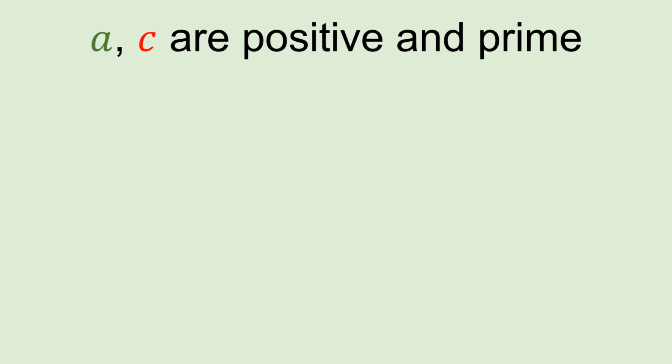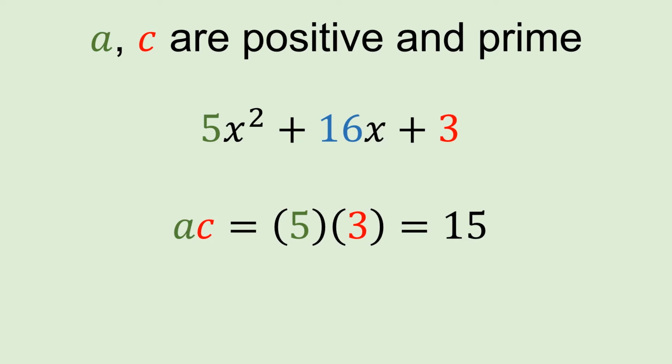Consider the quadratic expression 5x squared plus 16x plus 3. Here, both a and c are positive and prime. So let's begin the grouping process. First, we multiply a and c together, and we see that we get 15. We also note that b is equal to 16.